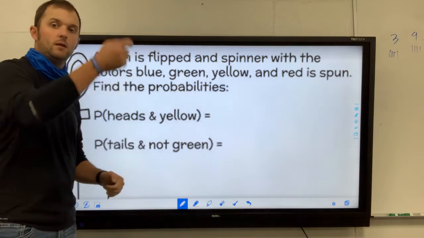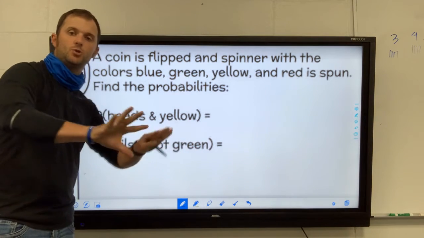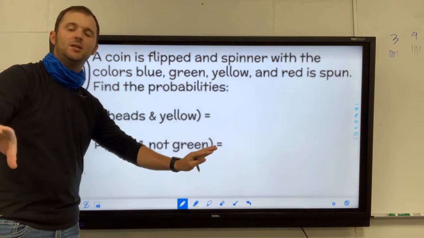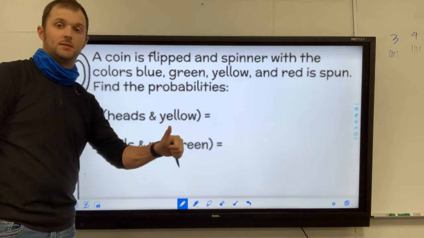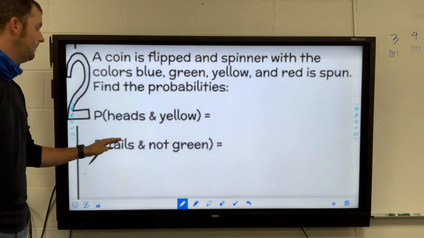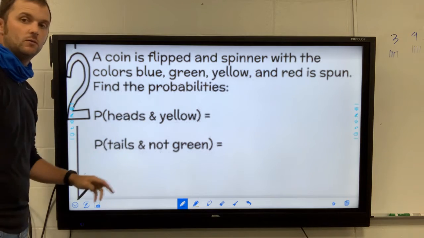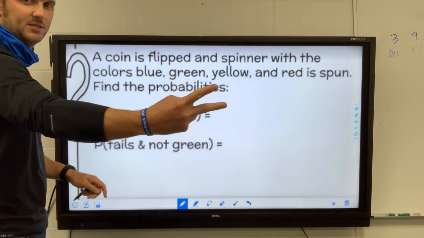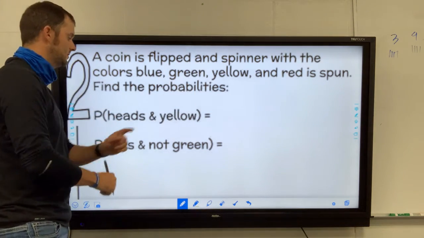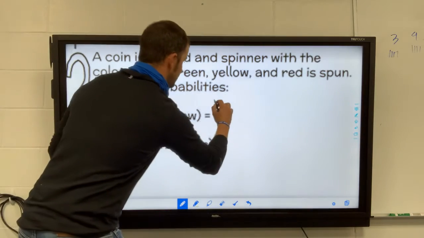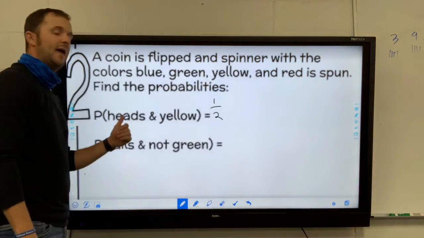So flipping a coin and spinning a spinner are two separate things. They do not have anything to do with each other, so those are independent events, okay? So what is the probability of me getting heads and a yellow? So we know if I flip a coin, it's either heads or tails, right? Two total options, and I need one of those. So that means there's a 1 out of 2 chance that I'm gonna get a heads.